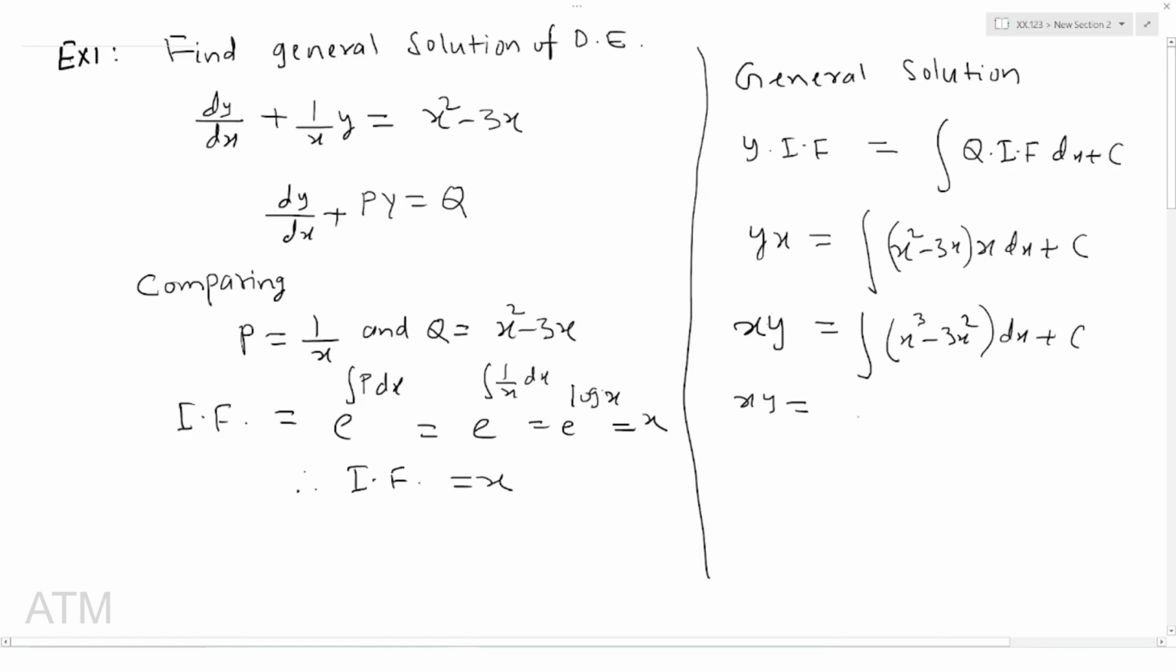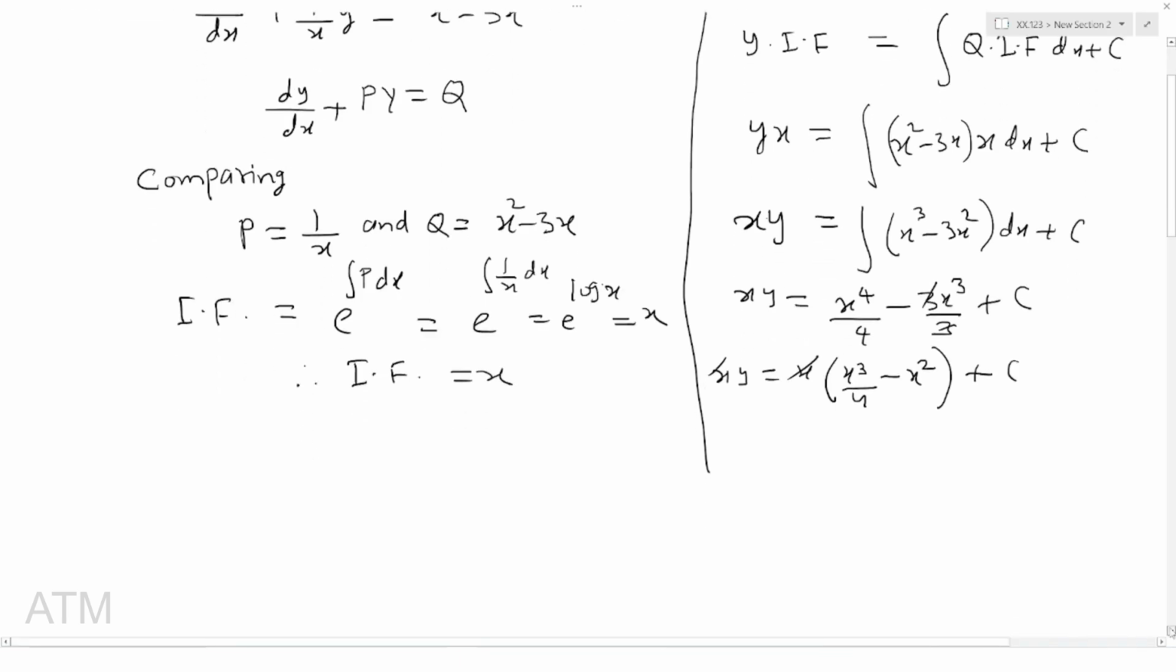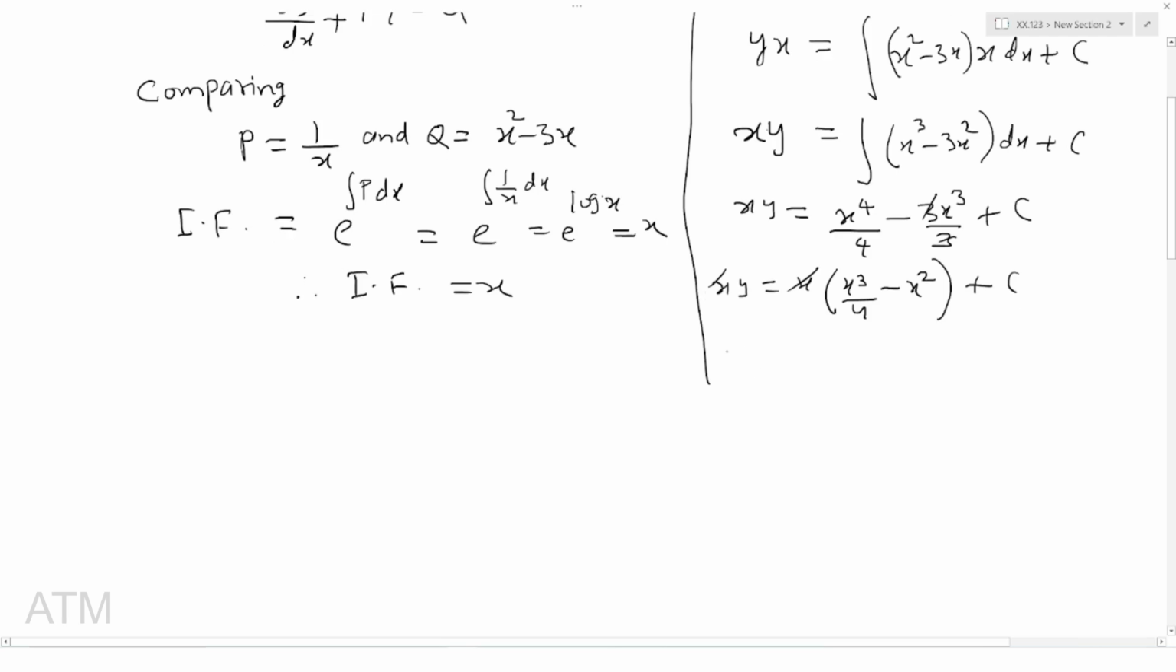So xy equals integration of x cube, which is x raised to 4 upon 4, and integration of x square is x cube upon 3, plus c. Now x is common, so we get x cube upon 4 minus, here 3 gets cancelled, x square plus c. x and x get cancelled on both sides. So after that y equals x cube minus 4 x square upon 4 plus c.